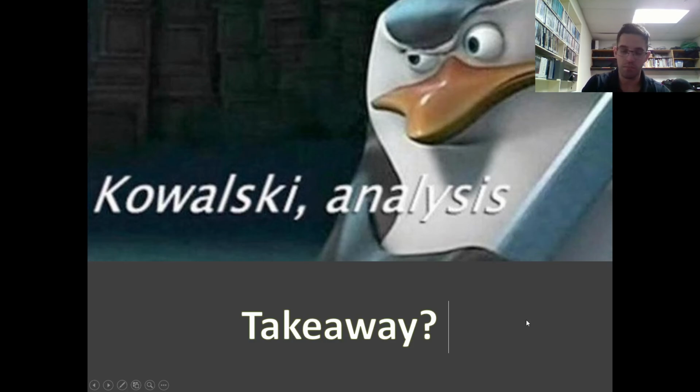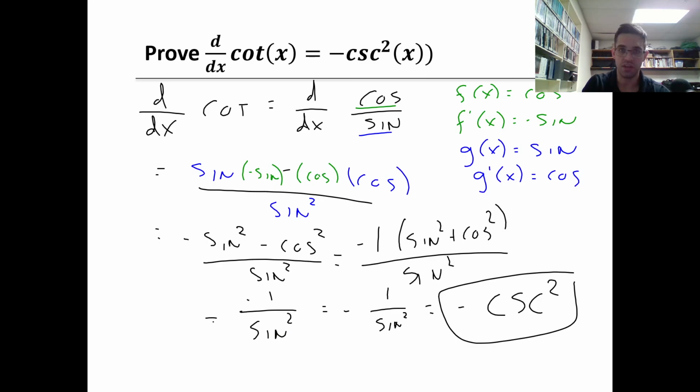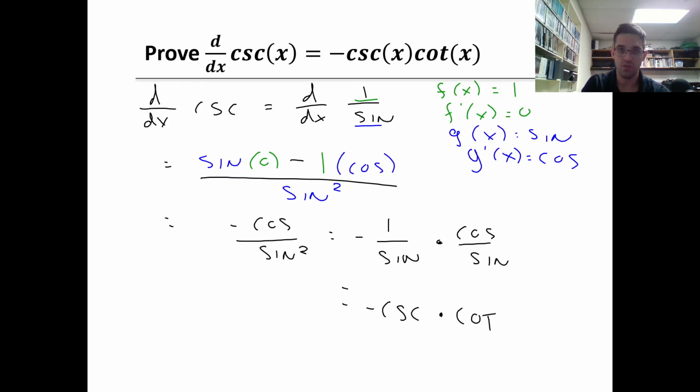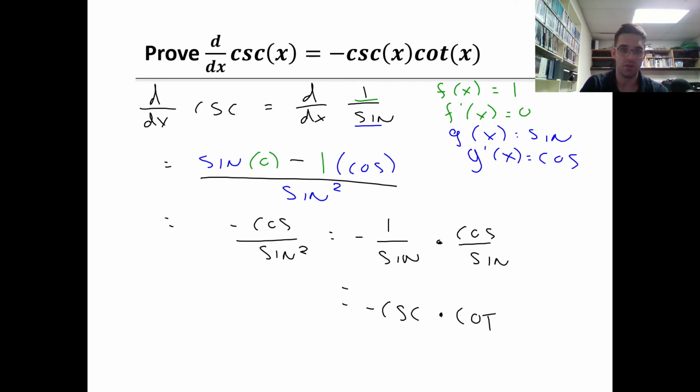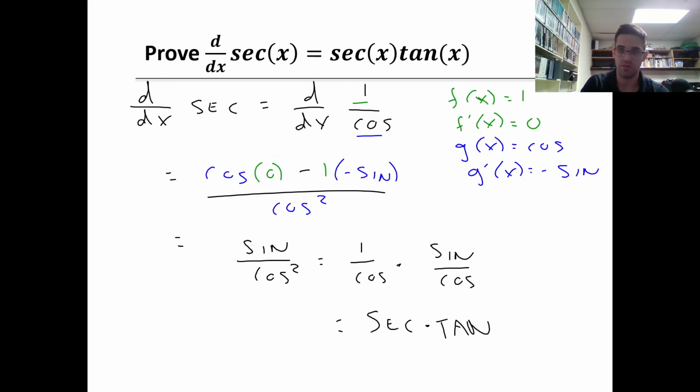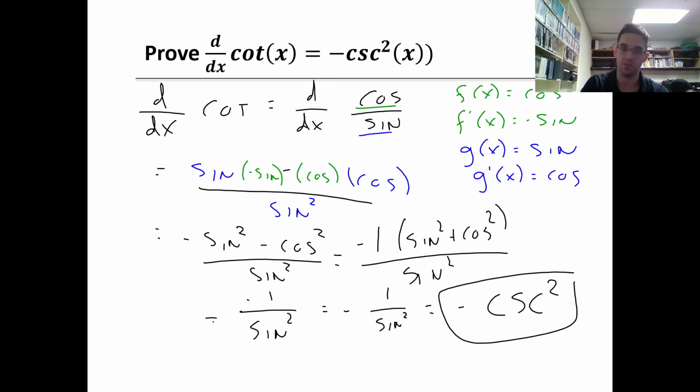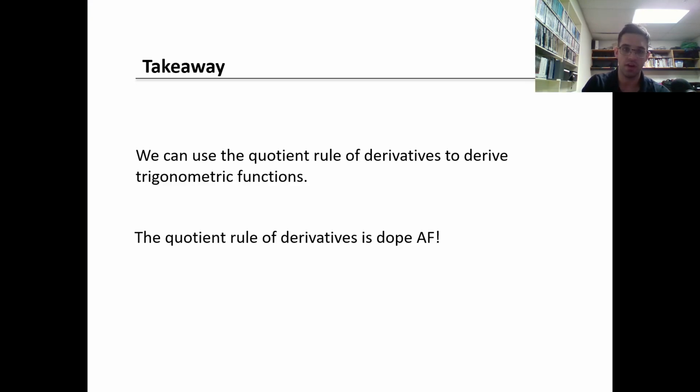All right, so bottom line is, if you know how to take any trig function and put it in terms of sine and cosine, and you know the quotient rule, then you can rederive any of the trig functions. It's also helpful to know that the derivative of sine is cosine, and the derivative of cosine is negative sine. If you know those three things, you can derive any of these functions.